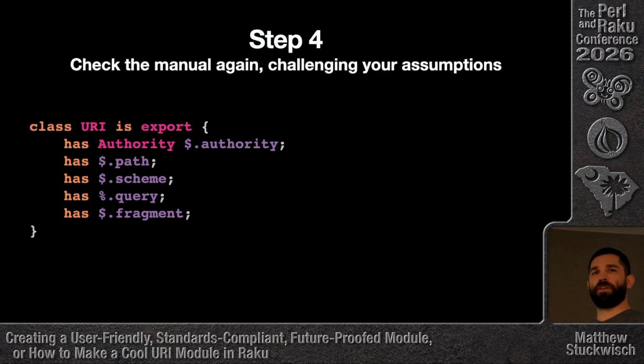Then step 4, I check the manual again. But here's where I challenge my assumptions. This is maybe something that you could imagine somebody doing really quickly for a URI class. They put in the authority, then they have the path, scheme, and then the query. And we note here, I did the query with a % sign. I think a lot of us might have done this on first glance. But there's a couple questions we could ask here.